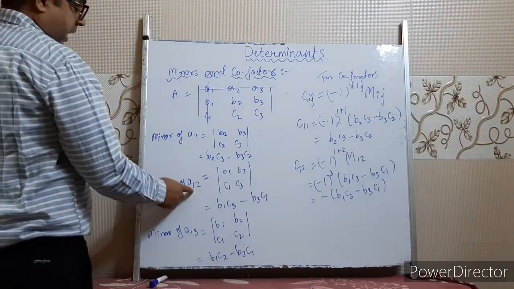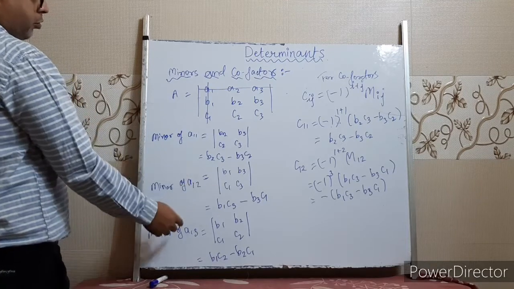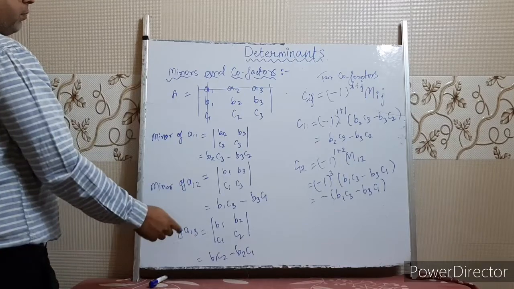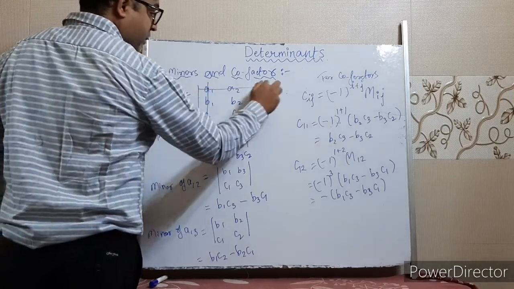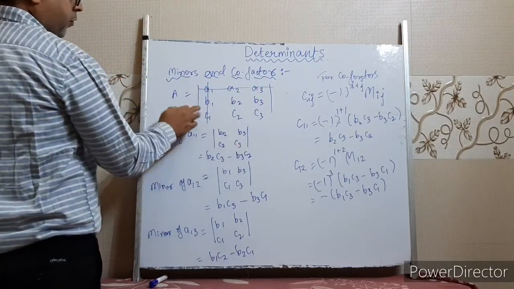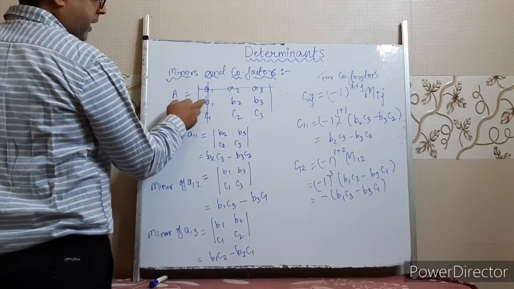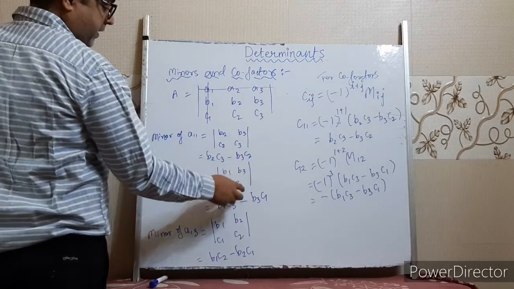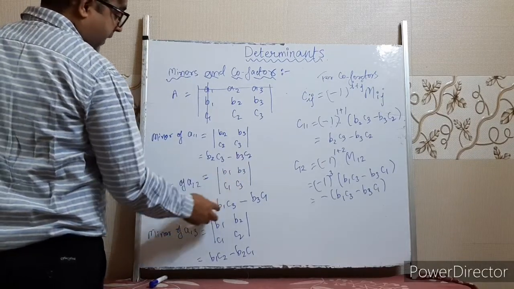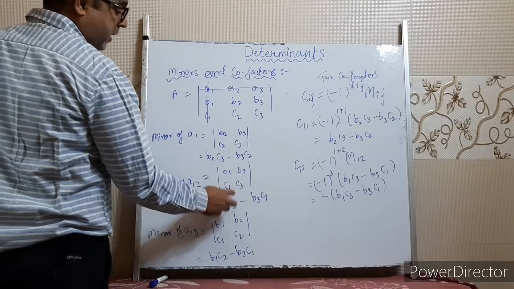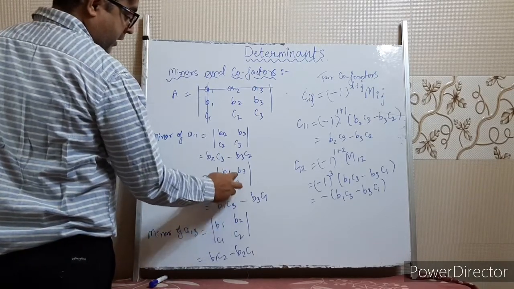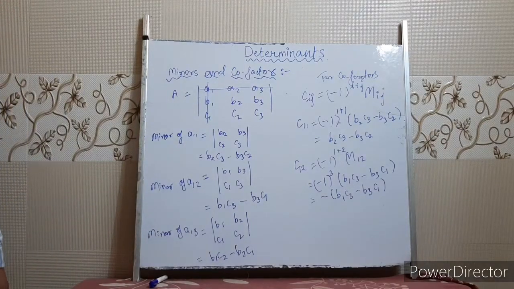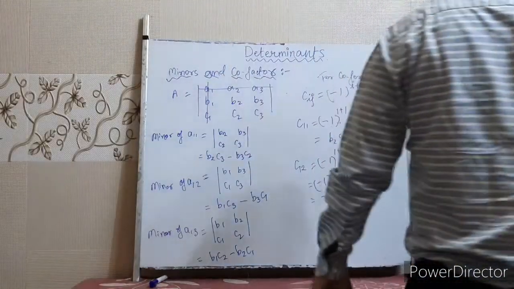Now when we have to calculate the minor of A12, that means the minor of the element in first row and second column, we are going to leave this first row and second column. What elements will be remaining? B1, B3 and C1, C3. Right, children? So we represent it in determinant form. When you expand this determinant, what will you get? B1 C3 minus B3 C1. Right? Similarly for the others.